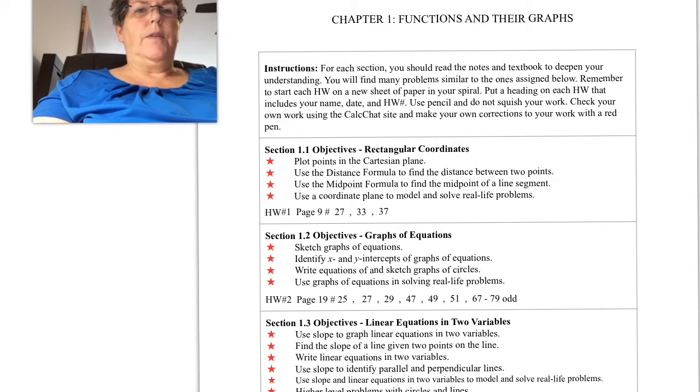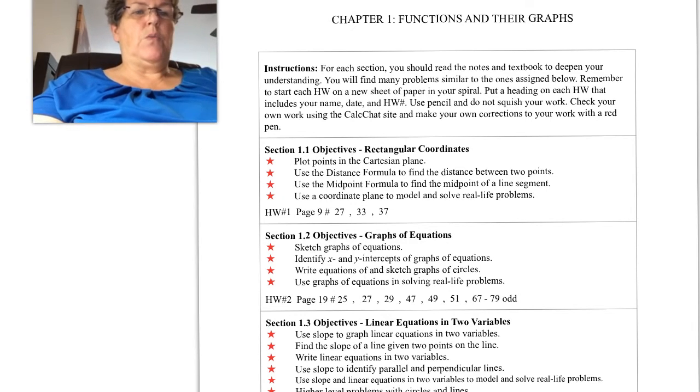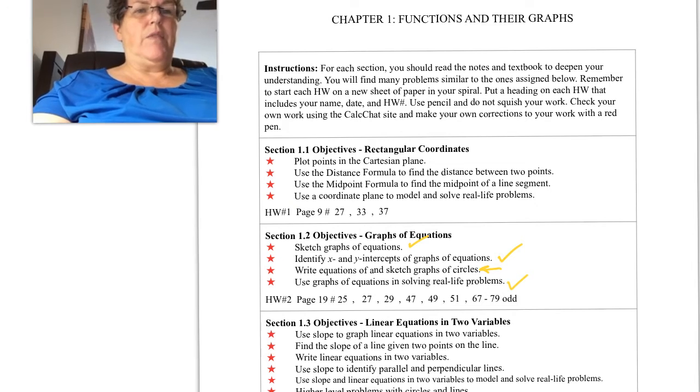Hey guys, this video is to help you understand the end of section 1.1 and the circles part of section 1.2. In section 1.2, you're going to notice graphs of equations that you know how to sketch, you know how to identify x and y intercepts, you can do problem solving. What you may not recognize is graphing and writing equations of circles. So I'm going to focus my efforts there, along with one example that was at the end of section 1.1.